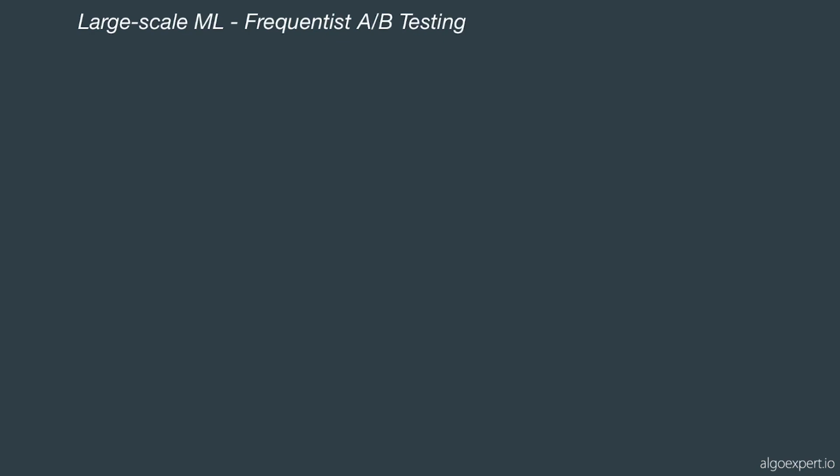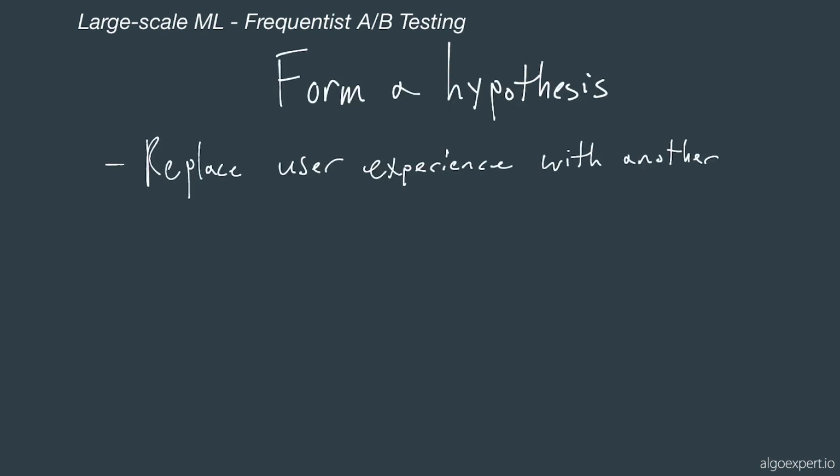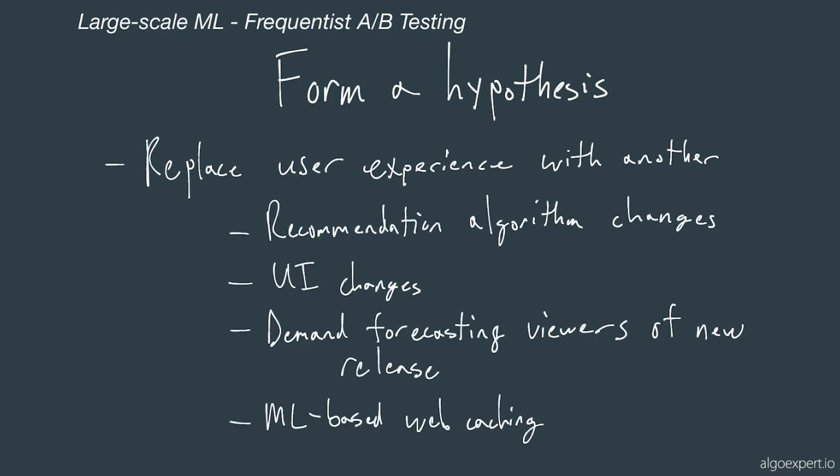The idea is that we start with a hypothesis. The hypothesis allows us to describe how we're going to replace one user experience with another, and how a user will react to those new experiences. For instance, if we have a recommendation algorithm today, which just recommends the most popular piece of content, and we want to introduce some degree of personalization with a machine learning model, then that model would be the new experience that we're replacing the old recommendation algorithm with.